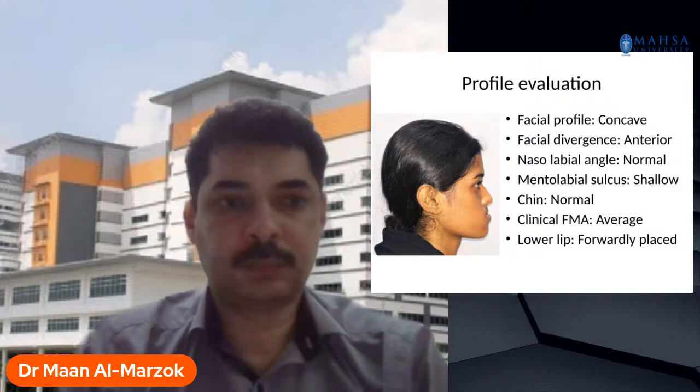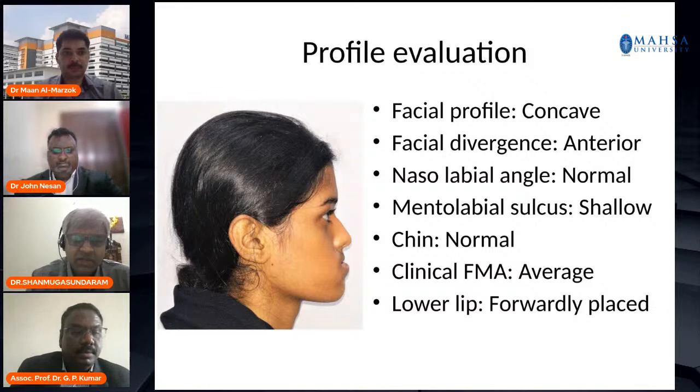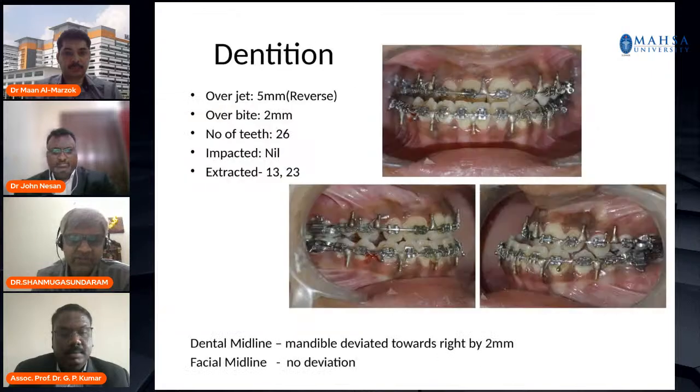On profile evaluation, you can see the face is a concave profile with an anterior divergence. The nasolabial angle is normal. The mentolabial sulcus is quite shallow, and the chin is normal. The mandibular plane angle is average, and the lips were forwardly placed.